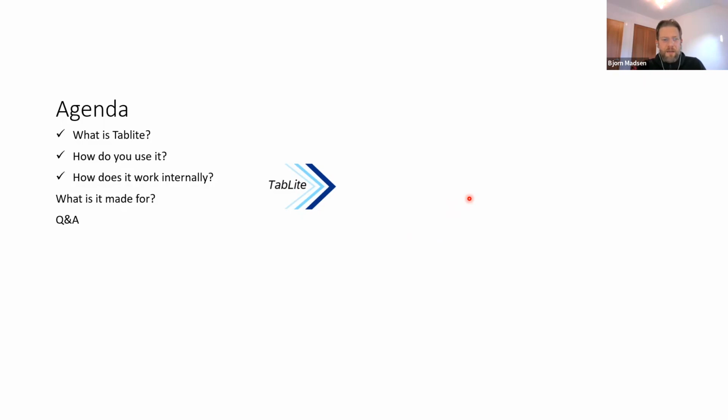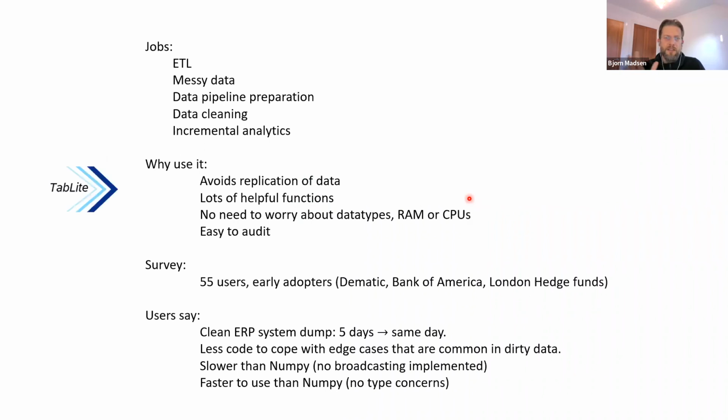All right, so that was speed talking about how HDF5 works internally. The next thing I'd like to do is summarize what it's made for, and then we go to the Q&A. So in summary: ETL, dealing with messy data because we can handle multiple data types. Data pipeline preparation, so you're staging data, importing from various formats, and data cleaning, all of those things that contribute to incremental analytics. We definitely see a benefit that you avoid the replication of data because we have pages, and again, if there's no entropy, we don't store it.